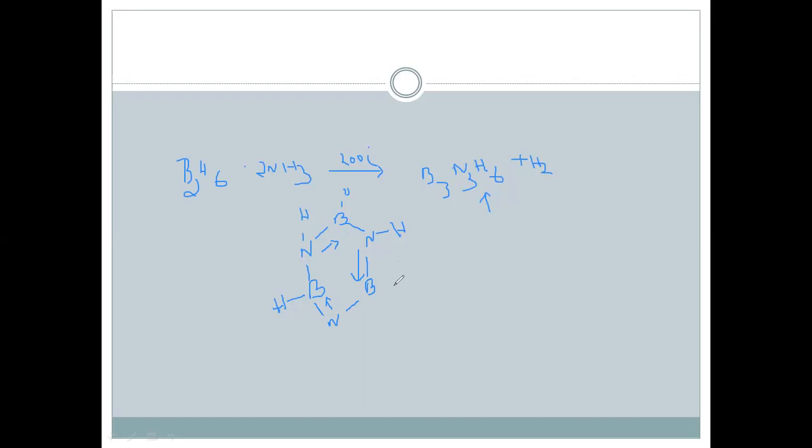And what are the uses of this B2H6? It is a reducing agent. It acts as a catalyst also, where it acts as a catalyst in polymerization reactions. And it is used for making high energy fuels and propellants.